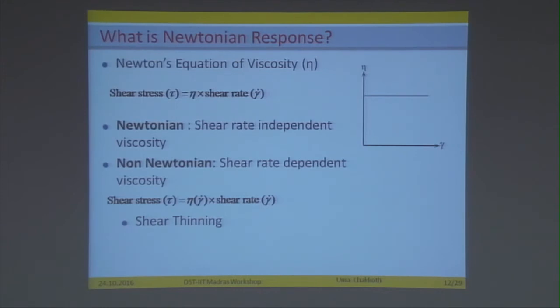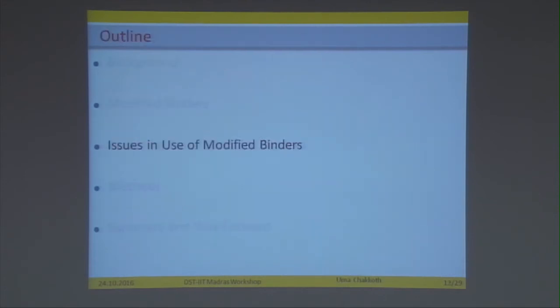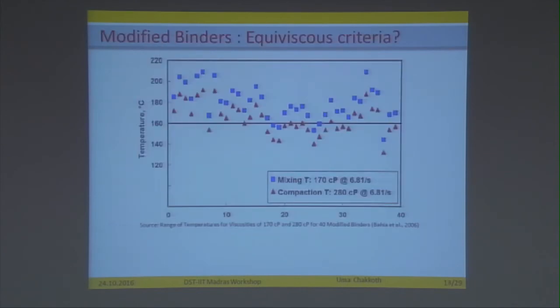So there is shear thinning and shear thickening. If viscosity decreases with increasing shear rate, it is known as shear thinning, and when viscosity increases with increasing shear rate, it is attributed to shear thickening. Modified binders exhibit shear thinning in this particular mixing and compaction regime. Now that we know that modified binders show a shear rate dependent behavior, what is the issue in the use of modified binders?